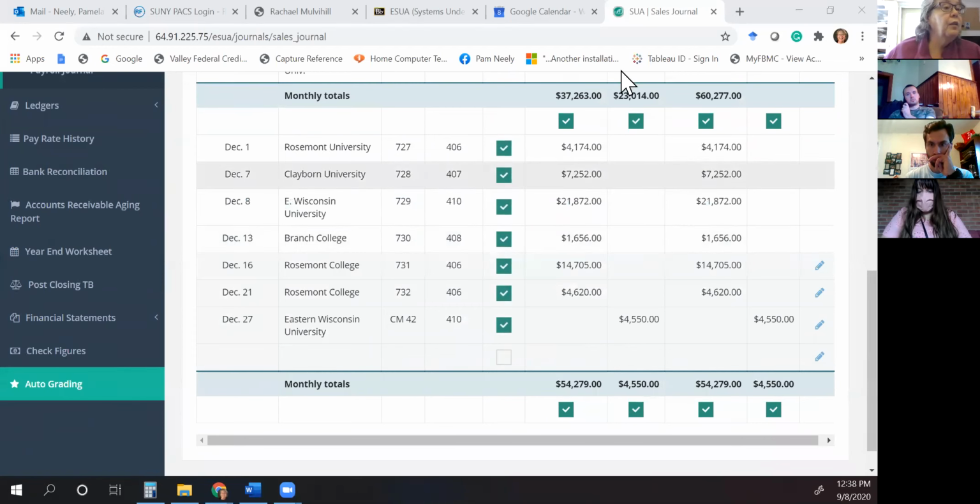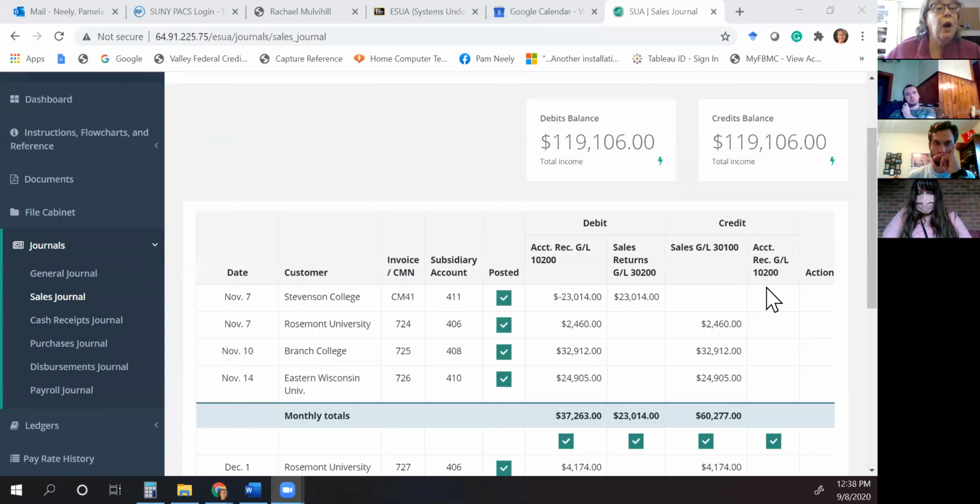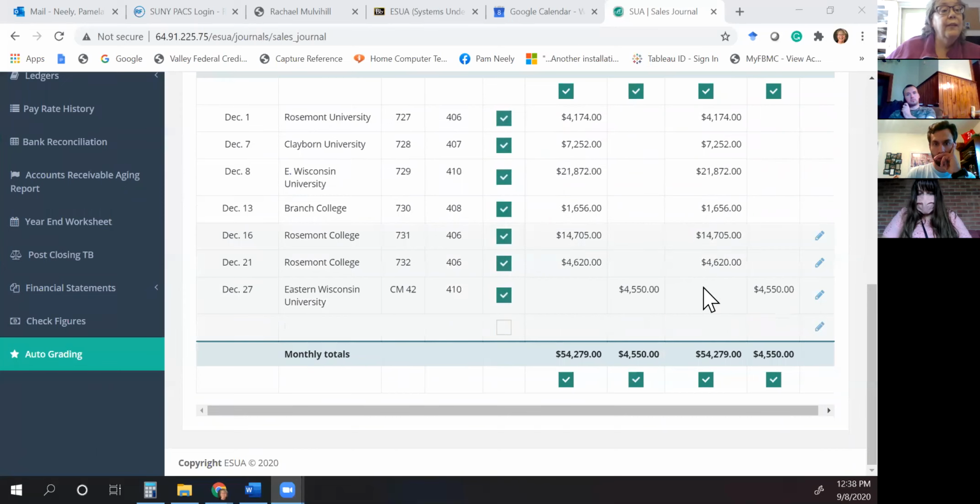For Eastern Wisconsin, we've got a debit to sales returns and then a credit. They've actually added a new column in here for accounts receivable credit. So that's the only one that looks a little different. Does anybody have any questions on this? Does it look like yours? We have all of the account numbers because these are sales on account.